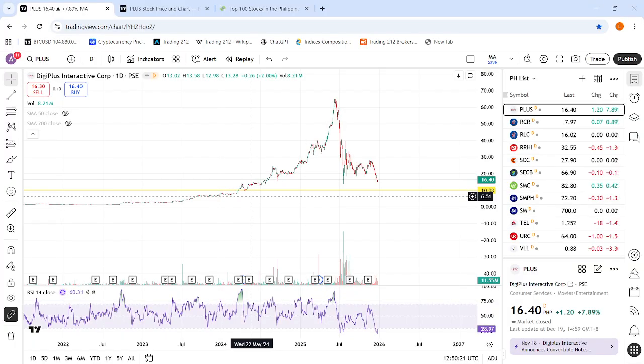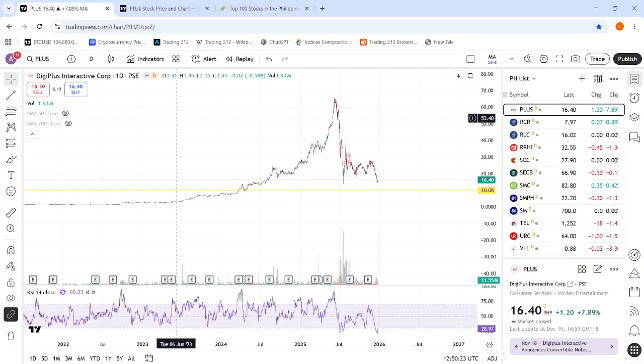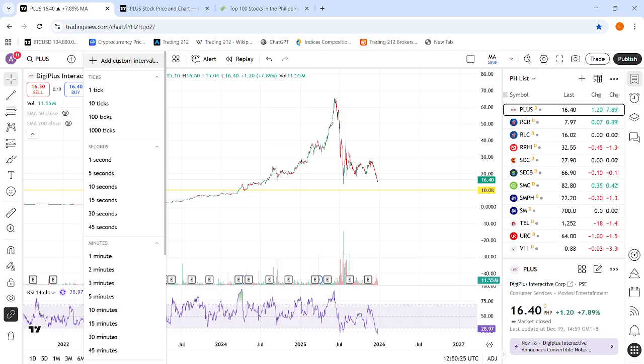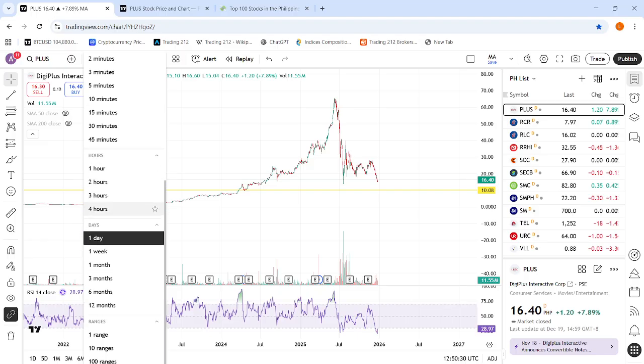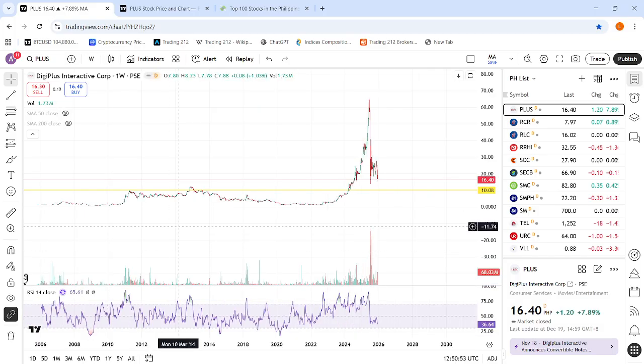So, by the way, we have to check this first. We always apply our top-down analysis because this is very important. If you are new to this channel, sometimes we only use the weekly, but if we need to, we also use the monthly. Usually we use the weekly if we can already see the whole picture of the market.